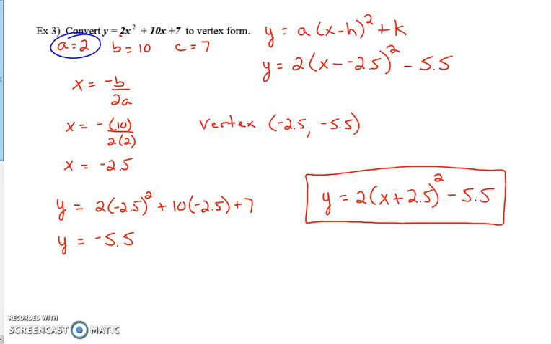So if I want to go from standard form to vertex form, it's pretty easy. All I need to do is find the vertex, substitute the vertex in, substitute the a value in, and I'm all set.